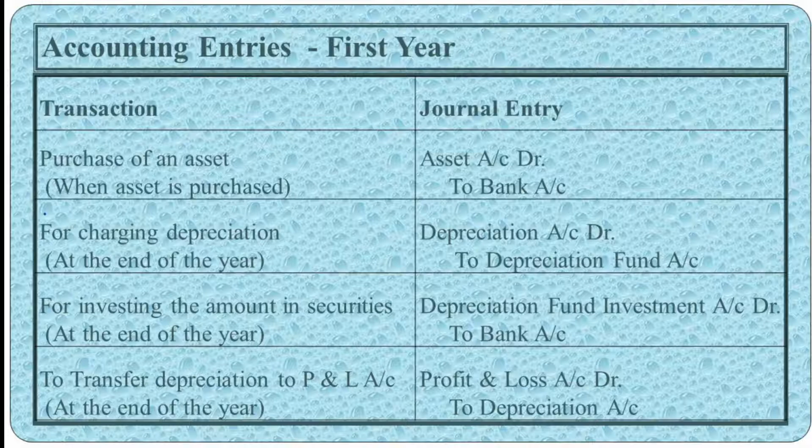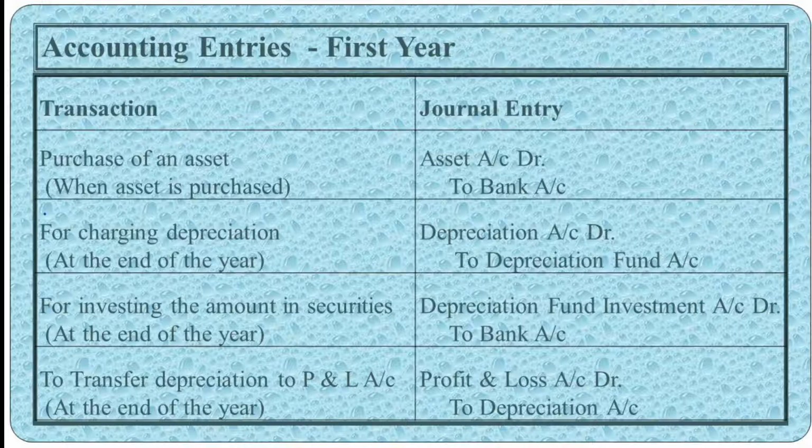The second entry is recorded when depreciation is charged. The entry for the same is depreciation account debit to depreciation fund account. That is, depreciation account is debited with the amount of depreciation charged and depreciation fund account is credited.